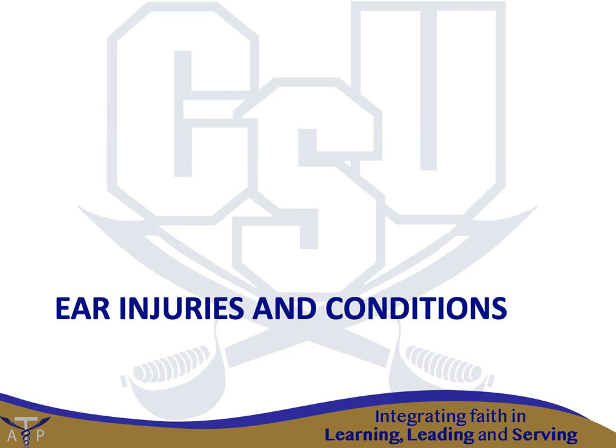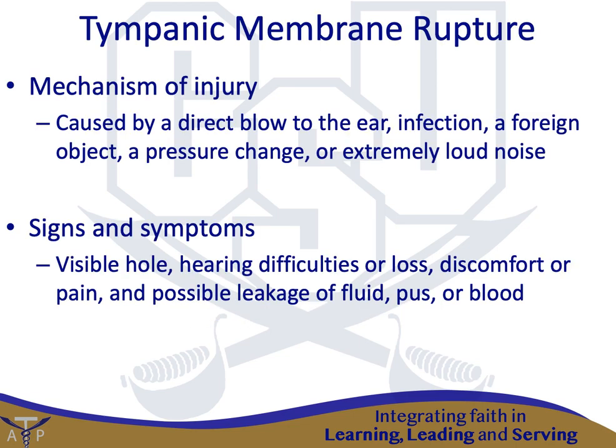Second to last, we have ear injuries and conditions. When we look at ear injuries, there's only a few that we'll look at. The first one is tympanic membrane ruptures. This is a rupture to the eardrum, which is deep inside the ear, and it's caused by a direct blow to the ear, such as slapping the ear or a ball or another implement to the ear. It could also be caused by infection, a foreign object in the ear, pressure change, or extremely loud noise, which causes an increased shaking of the tympanic membrane or eardrum, causing it to rupture or tear apart.